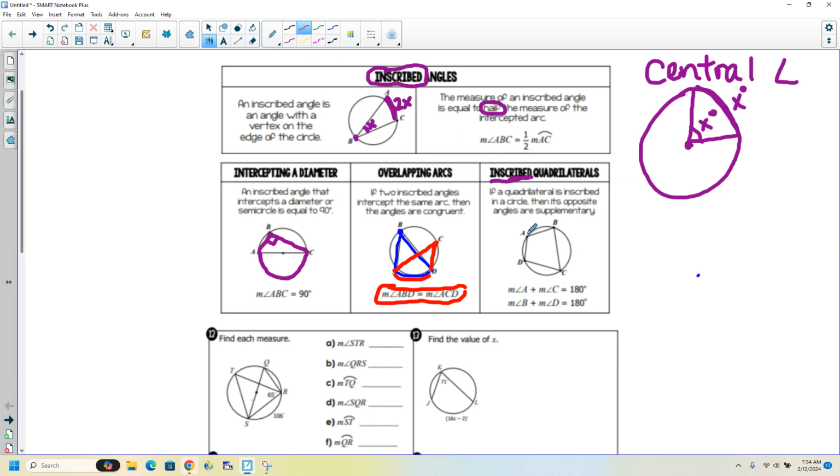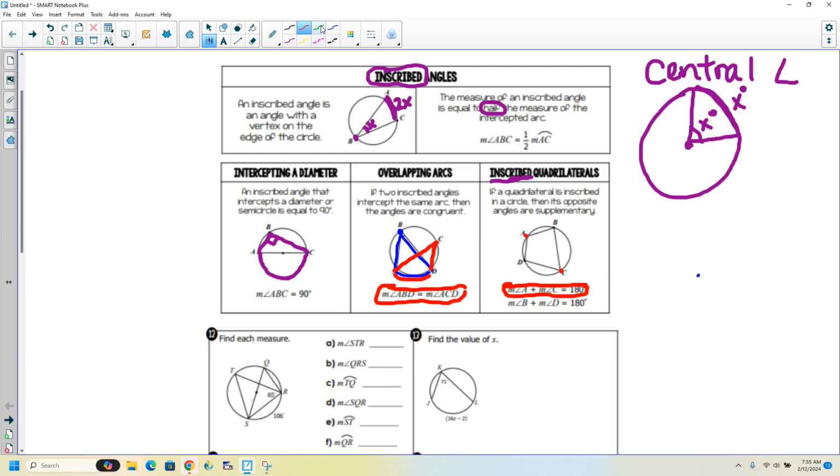Since angle A and angle C are inscribed angles, they are half of their intercepted arcs. So if the arcs total 360, whole circle, the angles are going to be half of that, and the angles are going to total 180. And so A and C right here total 180 degrees. Again, this is true when the quadrilateral is inscribed. All of the vertices, all of the corners are on the circle.